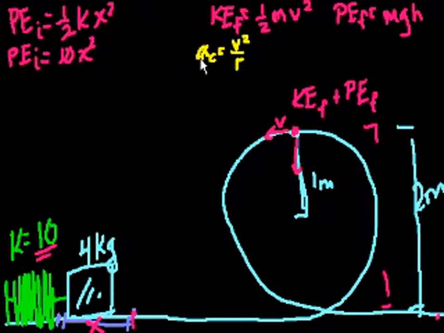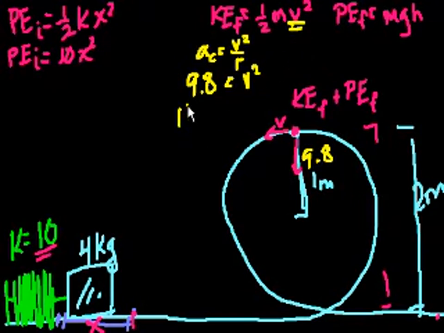And what is the centripetal acceleration at this point? Well, it's just the acceleration of gravity, 9.8 meters per second squared. So 9.8 meters per second squared is equal to v squared over r. And what's the radius of this loop-the-loop? Well, it's 1. So v squared over r is just going to be equal to v squared. So v squared equals 9.8. We could take the square root, or we could just substitute the 9.8 straight into this equation, right?